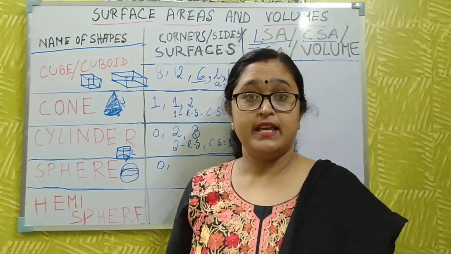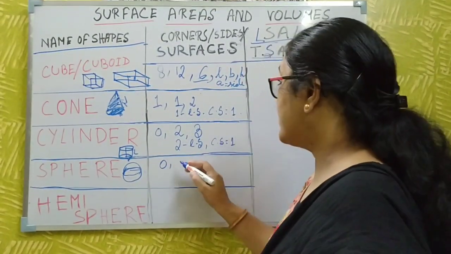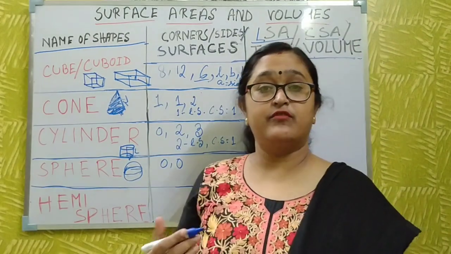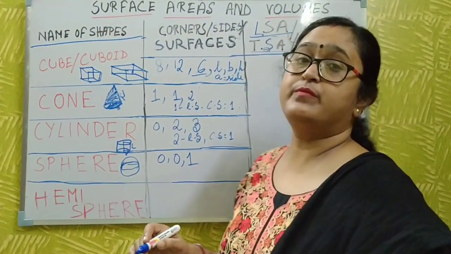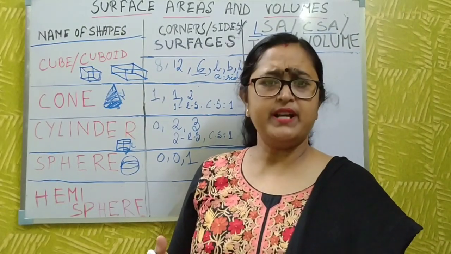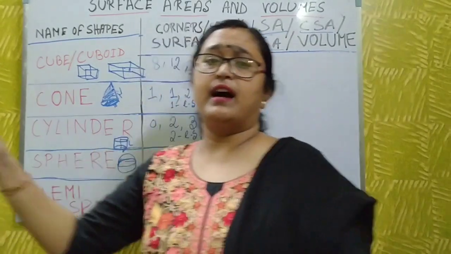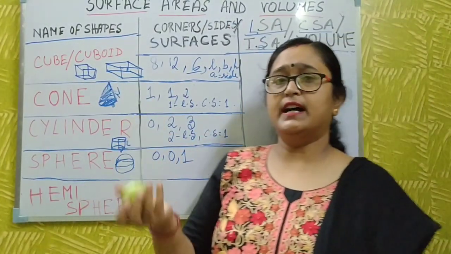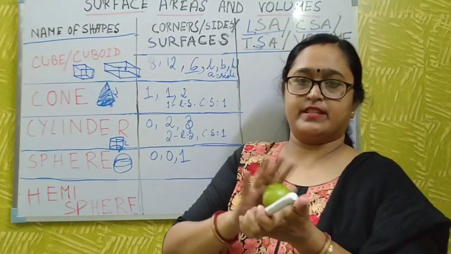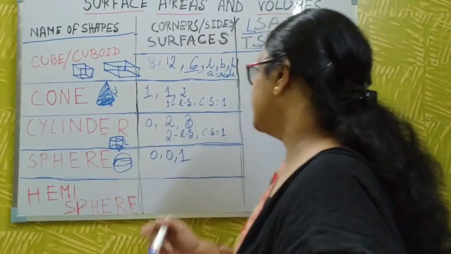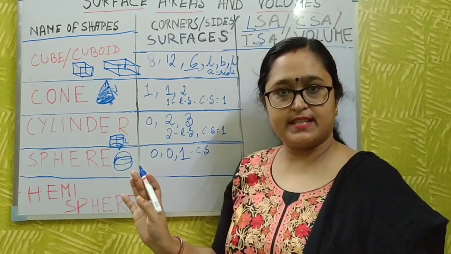How many edges? You see the football has edge? No, there is no edges also. Then how many surfaces are there? One surface. Is the surface lateral or curved? Obviously curved surface, because it may roll. This is the example of a sphere. How many surfaces are there? One surface. This is the curved surface. There is no lateral surface.